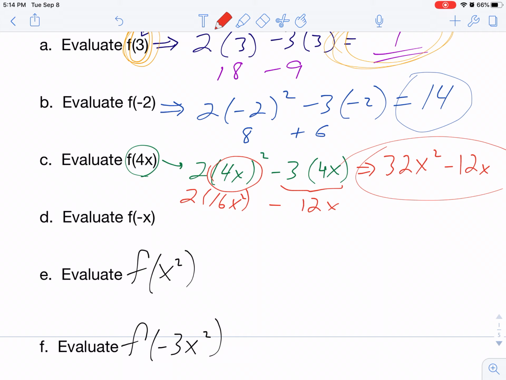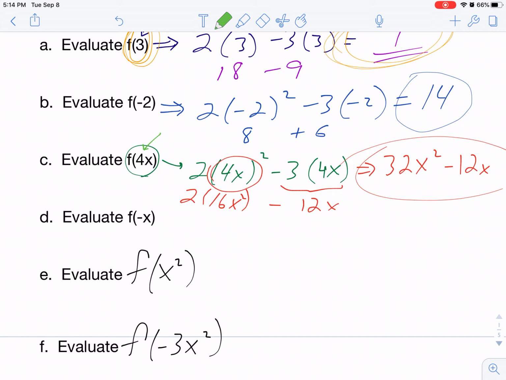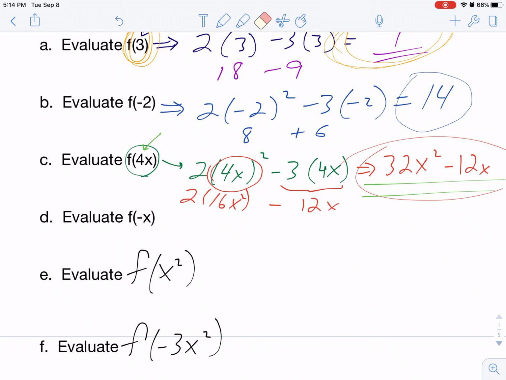It is not just an integer. It's not just a number, because our input, remember, was an expression, a monomial. So our output is an algebraic expression as well. Okay, part D, I'm going to have to erase some of this. I didn't plan the spacing too well.